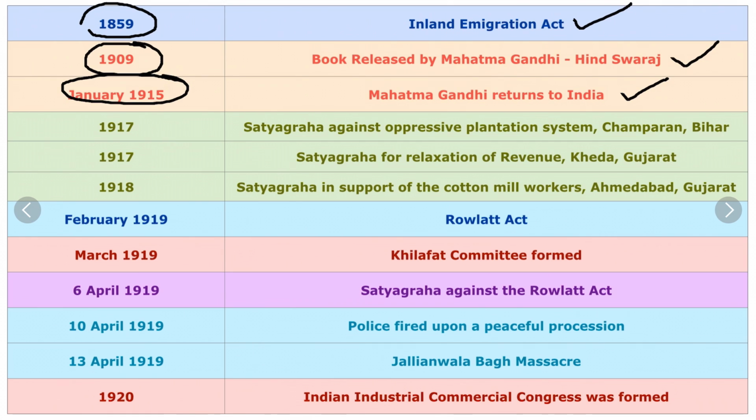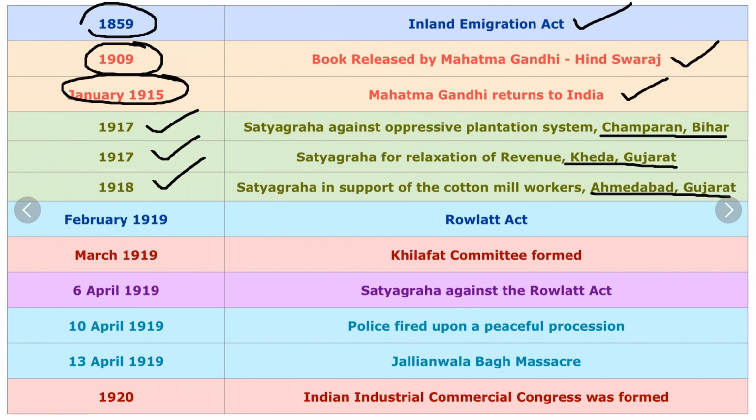Later, he organized 3 satyagraha movements successfully. First, in the year 1917, against the oppressive plantation system in Champaran, Bihar. Second, in the same year 1917, for relaxation of revenue in Kheda, Gujarat. Third, in 1918, in support of cotton mill workers in Ahmedabad, Gujarat.